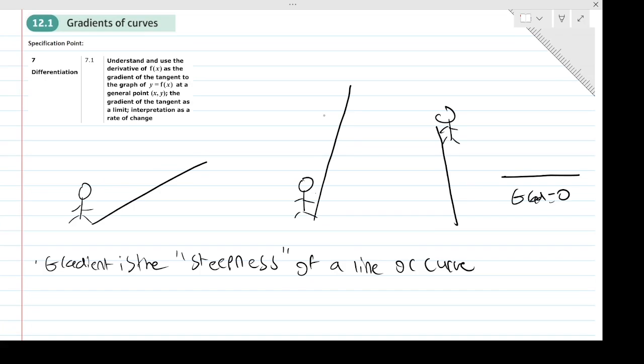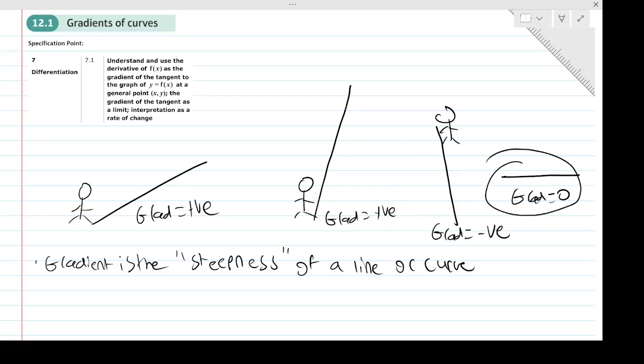In this example here with the slide, the gradient is negative because it's going down. Here the gradient is positive, but it's very high, very steep. And here the gradient is still positive, but it's lower than this second example. So we've got a positive gradient, a more positive gradient, a negative gradient going down, and no gradient because it's completely flat, okay? This should be a recap of when we looked at straight lines.